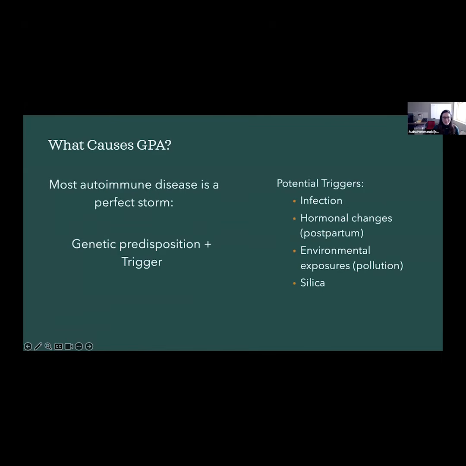One of the most common questions that I receive in patients who are newly diagnosed with GPA is, what caused this? Did I do something that caused this? And I want to reassure everyone here today and all of my own patients that there is nothing that you as a patient or your family member did to cause this disease. And truly, most autoimmune disease is a perfect storm. Most patients who have autoimmunity have some sort of genetic predisposition. However, the majority of people with a genetic predisposition will never go on to develop an autoimmune disease.